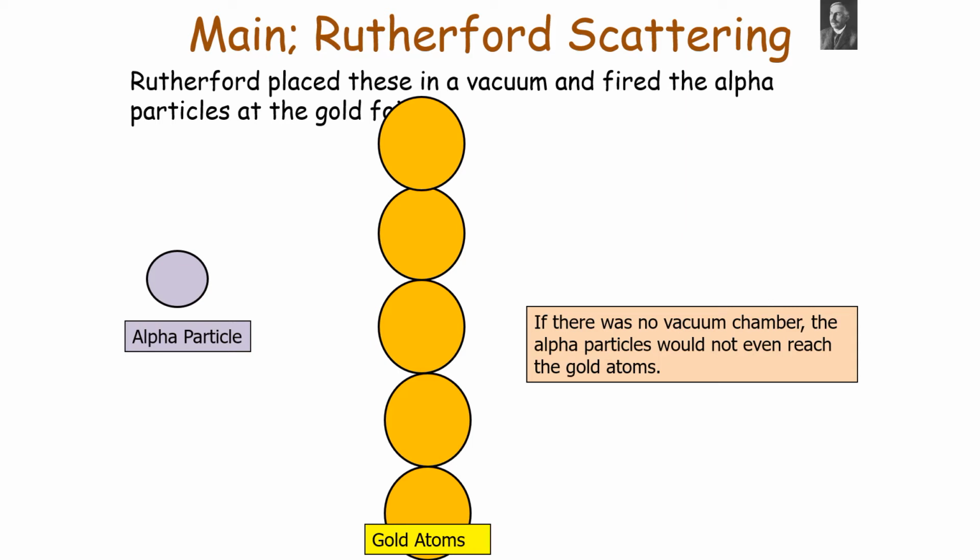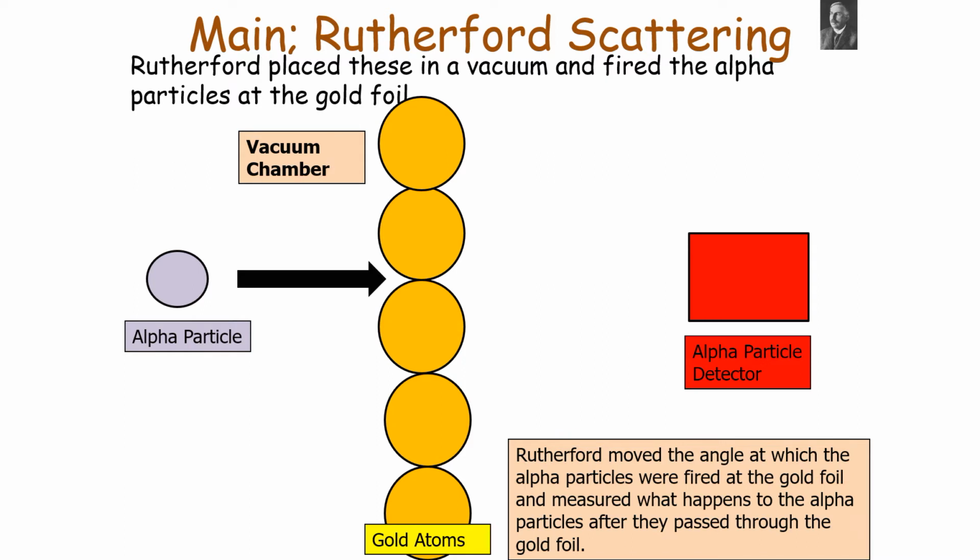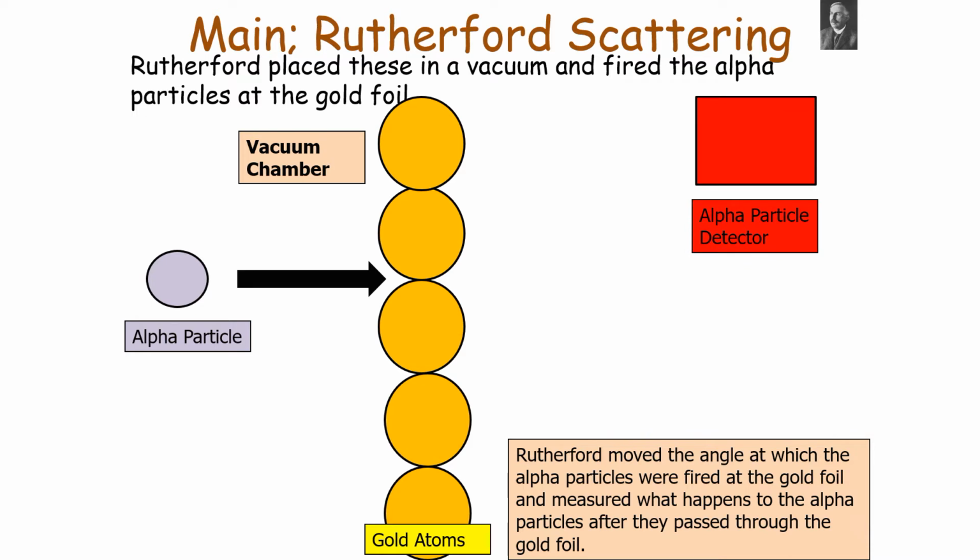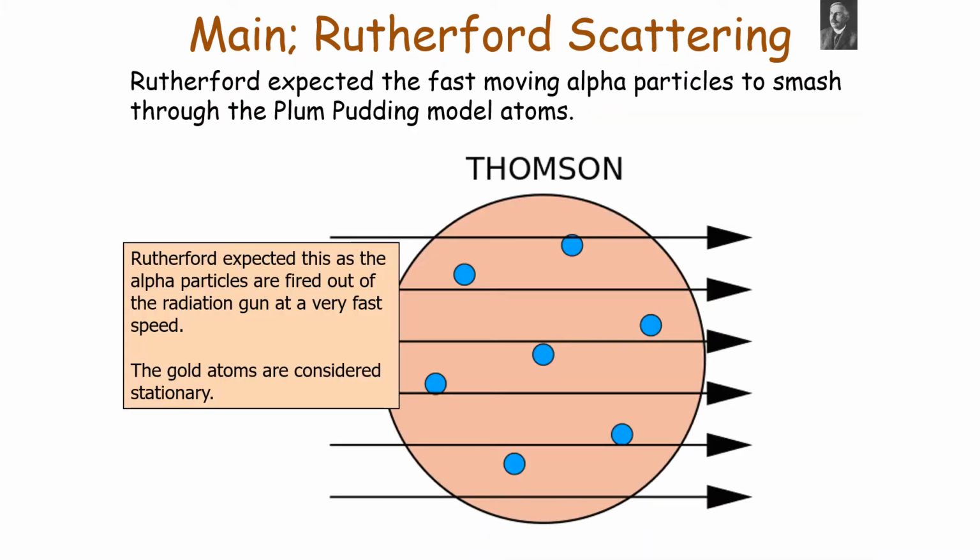So what Rutherford did is he placed an alpha particle detector on the other side of the gold atoms, and he moved the angles at which the alpha particles were fired at the gold foil and measured what happens to the alpha particles after they pass through the gold foil. So he moved around his alpha particle detector. Now, Rutherford expected these fast-moving alpha particles to smash straight through the atom as proposed by the plum pudding model.